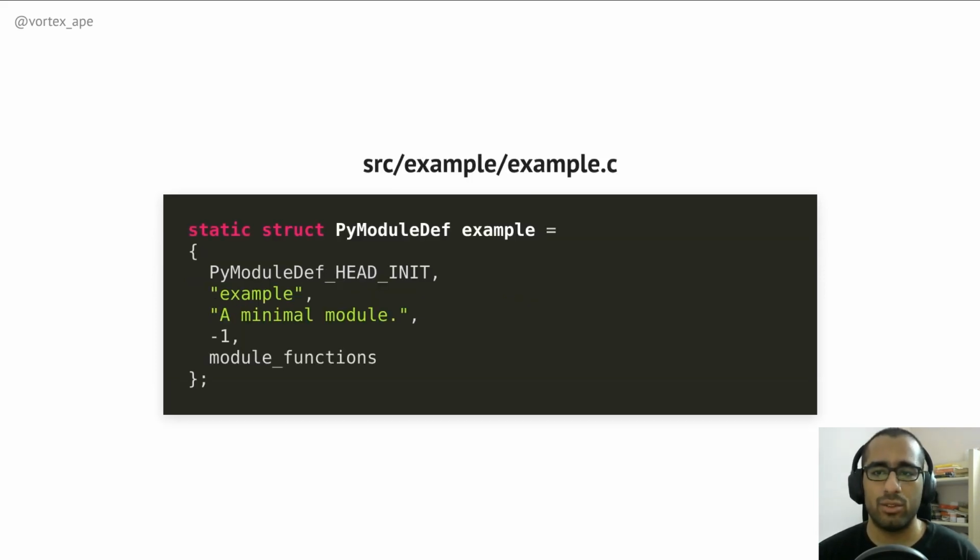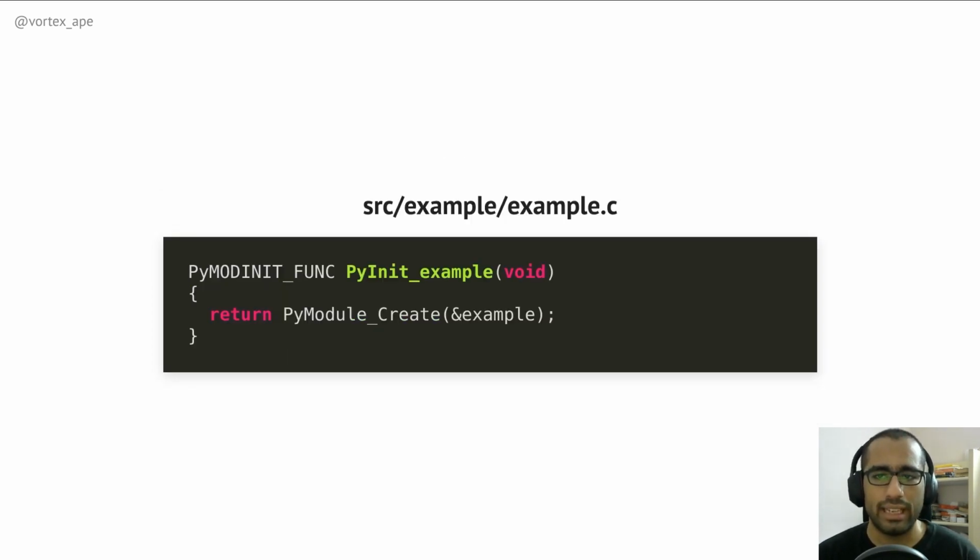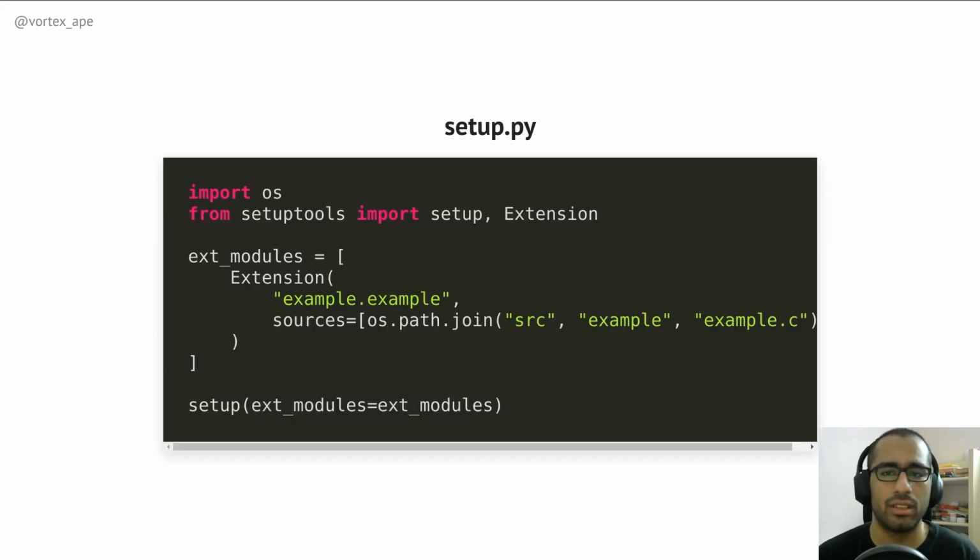And after that, we need to create the module definition struct, which holds all information to create a module object. Here we can add the module name, its docstring, and the list of functions exported by this module. Finally, we need to create a module init function called PyInit_example, which needs to follow the convention PyInit_modulename. And in it, we call the PyModule_Create function with a reference to our module definition struct. And that's most of our C extension code.